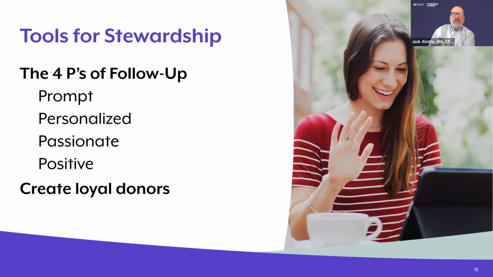Tools for stewardship, these are the 4 Ps, and you've probably heard these before. Prompt. Be prompt. Send a letter as soon as you receive the gift, preferably within 48 hours. When I worked for Catholic Charities, every morning I got all of the people who made an online gift to Catholic Charities, and I sent the same email over and over again. Thank you for your gift to Catholic Charities. You will receive a more formal recognition for your gift for IRS purposes, but I wanted to be the first to thank you. That was the content of my email.